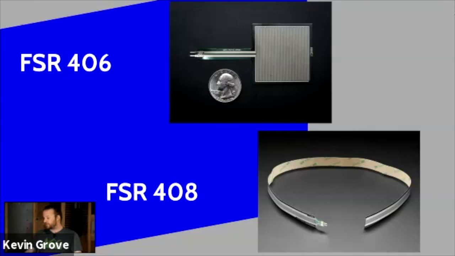So you've got the 406 FSR. That is a little 2x2 touchpad that I put on the bottom of the goals, and then also the bottom of the ball retriever, which I'll show you here in a little bit. And for the 408, I lined the back of the goal, which I'll also show you here in a little bit.